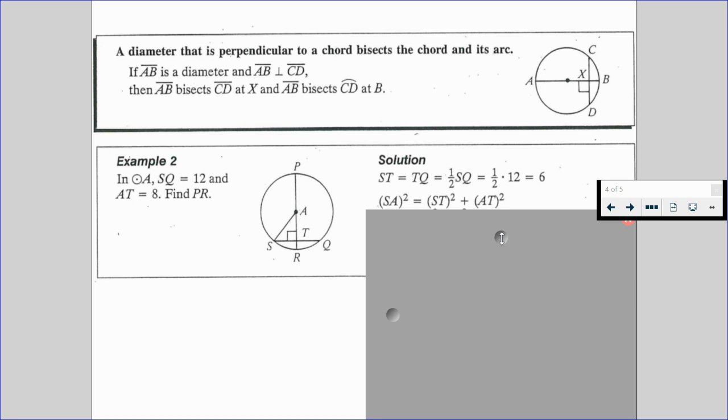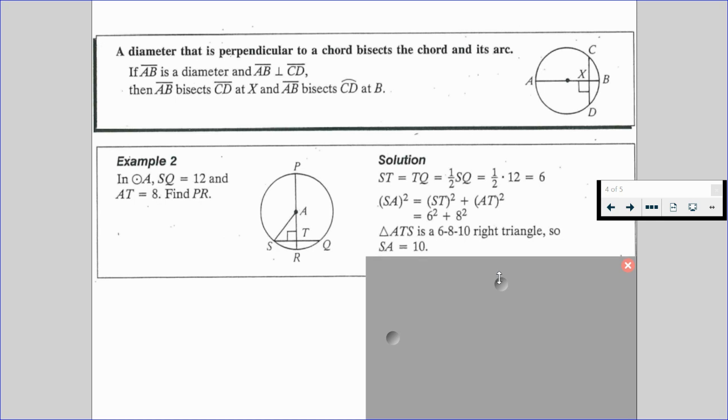Now we can use that within the Pythagorean theorem. We're going to know that the length of SA squared, the hypotenuse, is going to be equal to the length of ST squared plus the length of AT squared. So 6 squared plus 8 squared. Thus, we're going to have a 6, 8, 10 right triangle. So the length of SA is going to be equal to 10. Since PR is a diameter, PR is twice the length of a radius, because SA, or AS, is a radius of that circle A. So we double it, 10 times 2, and that gives us 20.